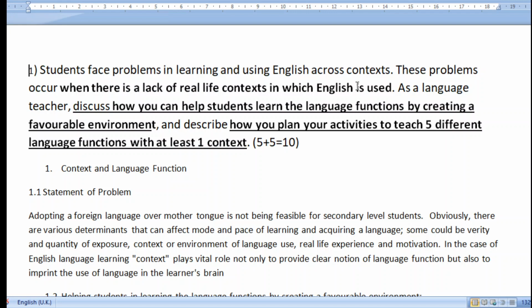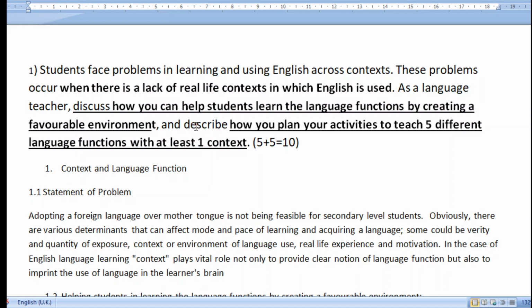That is the reason. On the basis of this ground or fact, we have to write the answer. We have to go ahead with the question as a language teacher. If you are a language teacher, discuss how you can help students learn the language function. So what is the question actually asking? Here are two questions. The first is how you can help students learn the language function by creating a favorable environment. In the first part you have to give certain techniques or methods that you are going to use in the classroom to teach the language function.